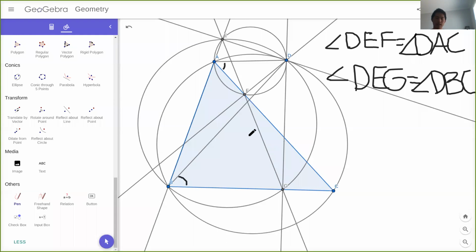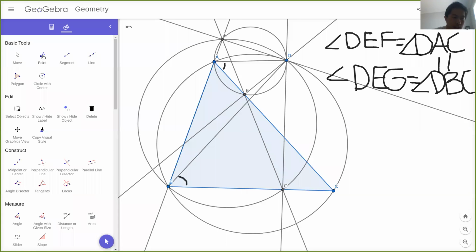Yes, they're equal. Why? If we remove everything, we find that in the very beginning, we define D to simply be a point on the circumcircle of ABC. So yes, it turns out DAC is equal to angle DBC, because ADBC are cyclic. So these two are equal. So DEF, this angle right here, is equal to angle DEG. So F and G actually lie on the same line.